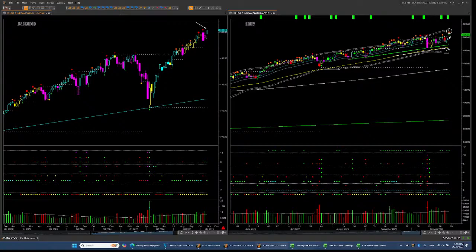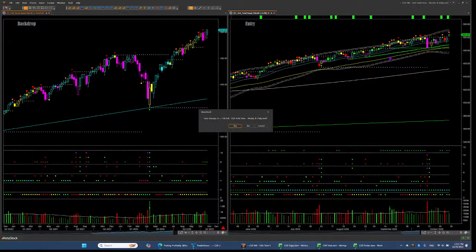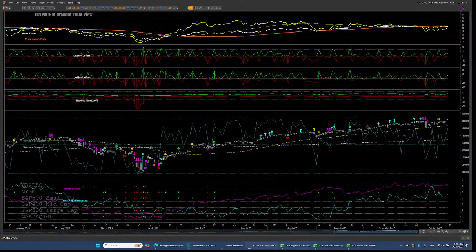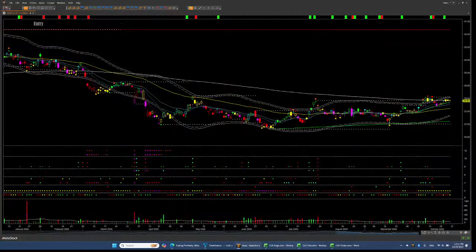Is it in an uptrend? Clearly. Does it allow shorting? No. Is it doing better than the mega caps? Yes, clearly. Mega caps were moving sideways. It had trendline resistance and support both, but here for total view we only see trendline support, no trendline resistance. So the broader market is doing better than the mega caps for the time being.